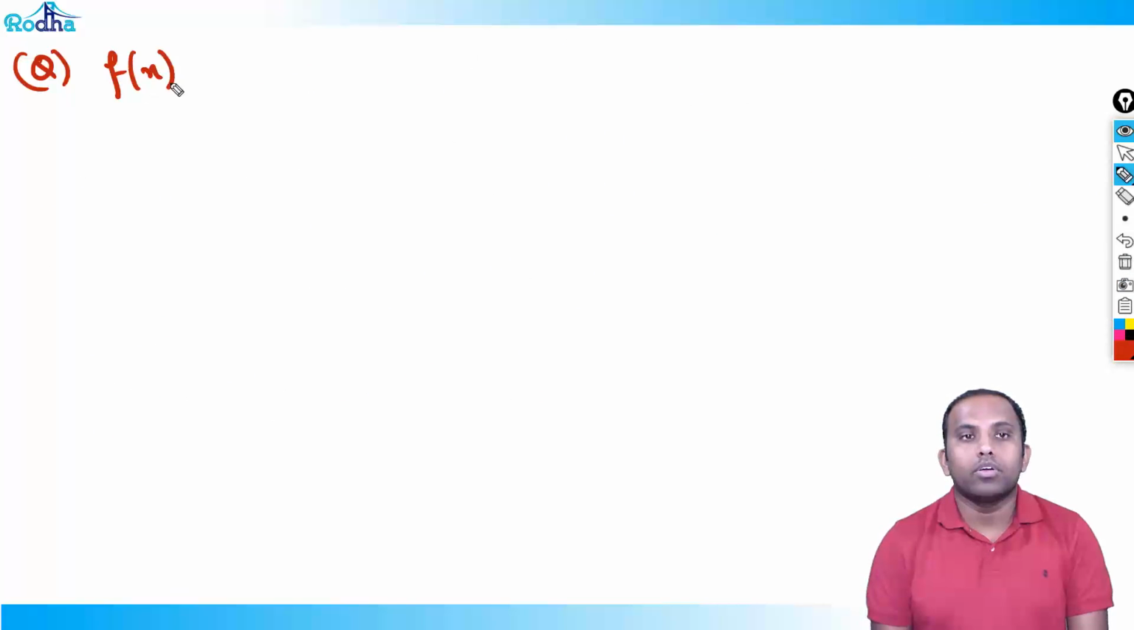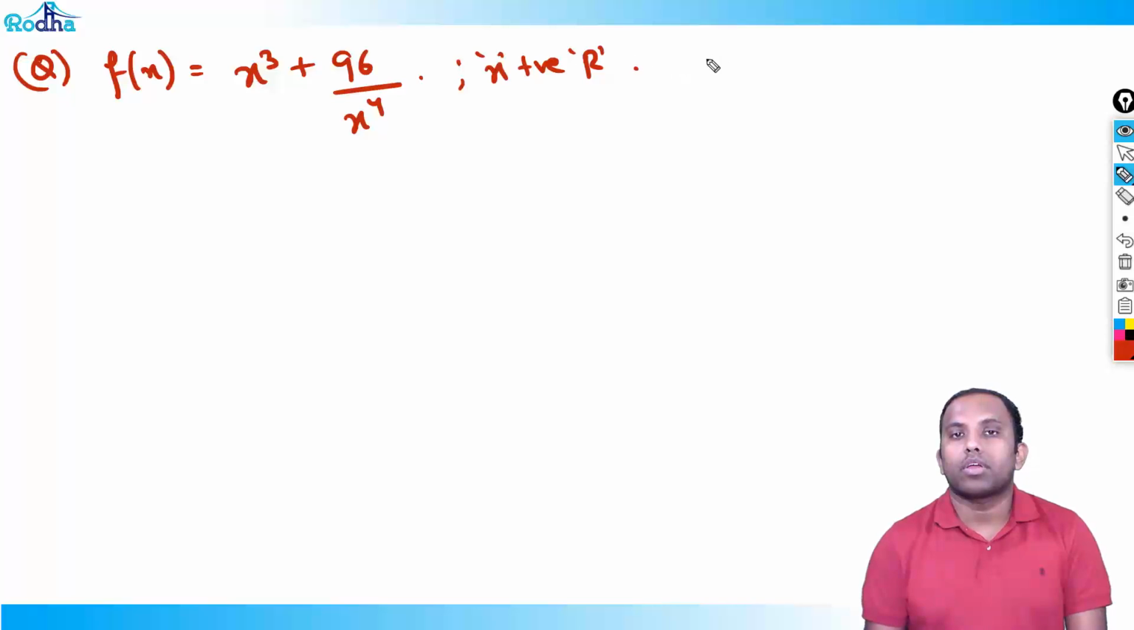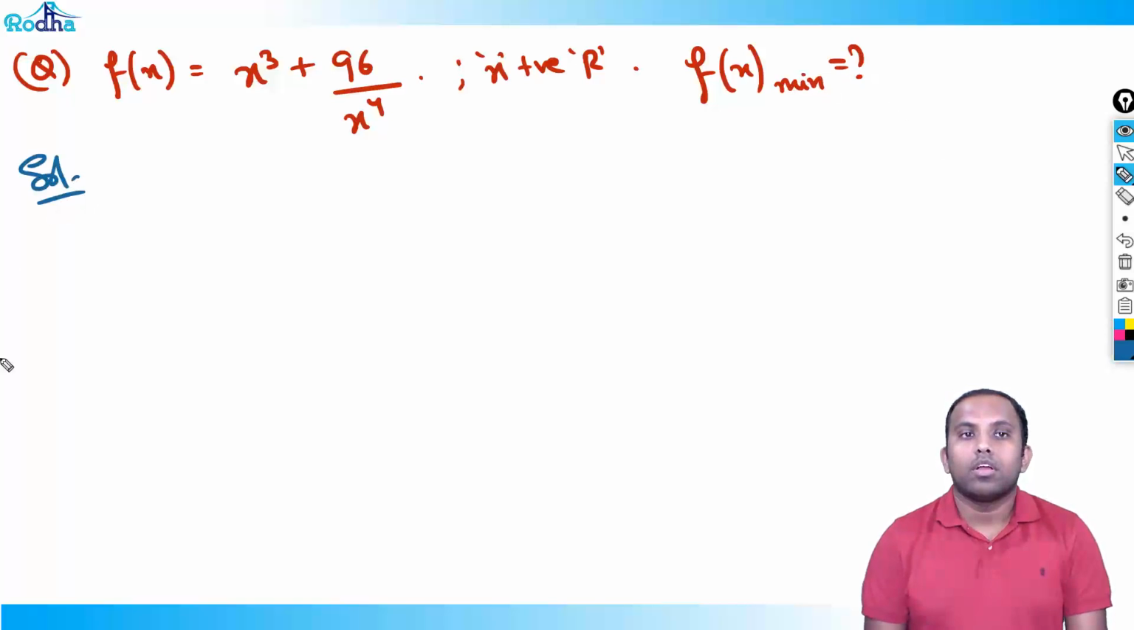f(x) is equal to x cube plus 96 divided by x raised to 4. Again, x is a positive real number. So what is the minimum value of f(x)? Again, a good question. We can solve it now.